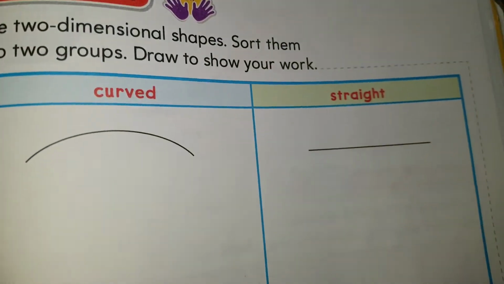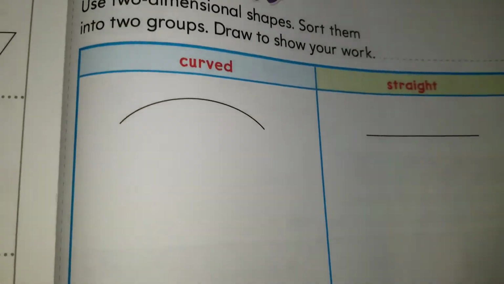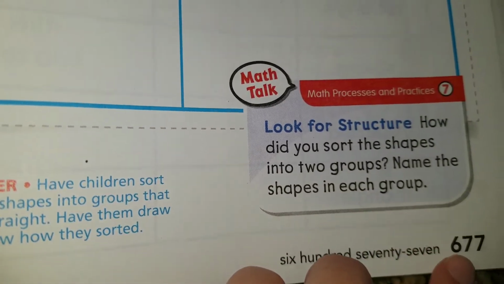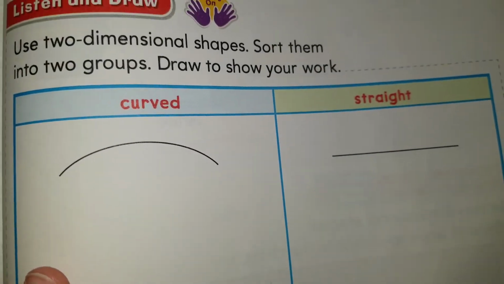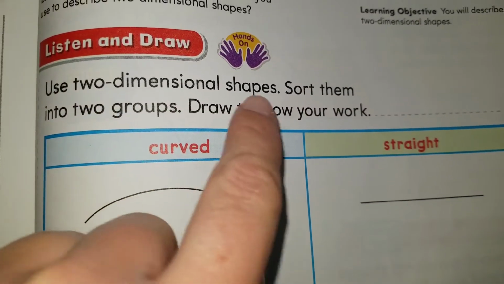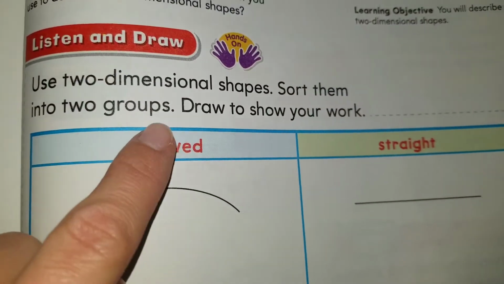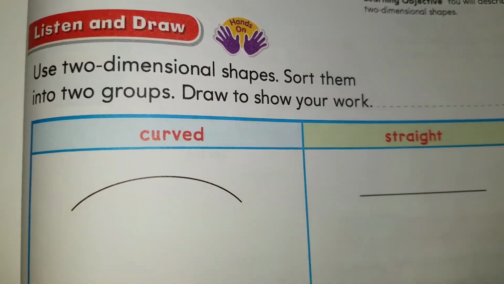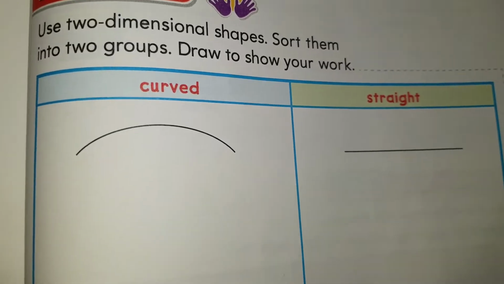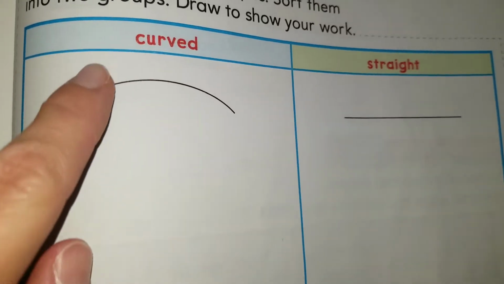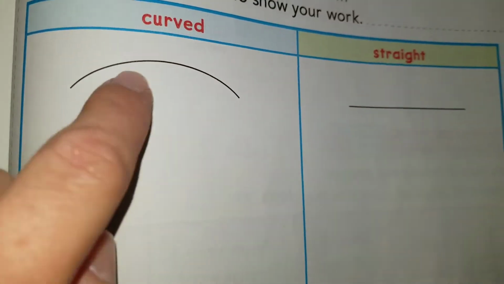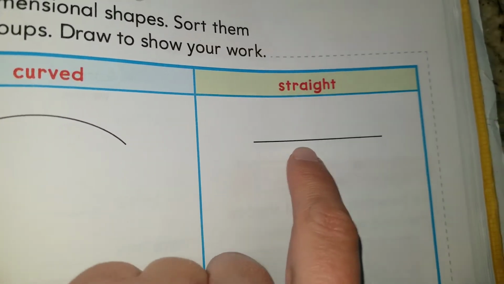So if you found this lesson already, once again, it's lesson 12.2. It's on page 677. All right, we have a little activity over here. It says use two-dimensional shapes, sort them into two groups, draw to show your work. So after we sort the shapes, we have to draw the shapes, right? Over here we're going to put the ones that are curved, and over here we're gonna put the ones that have straight sides.